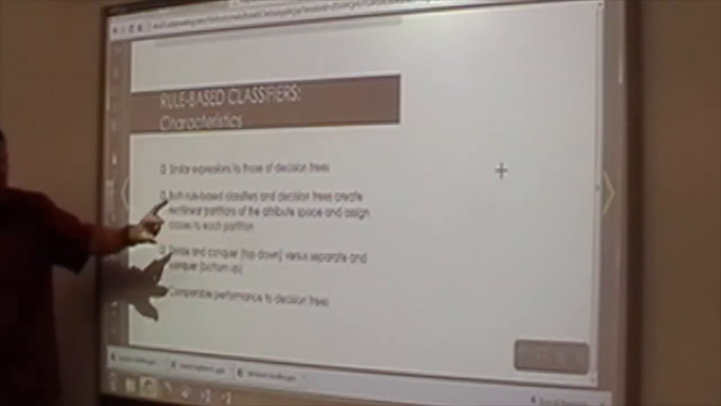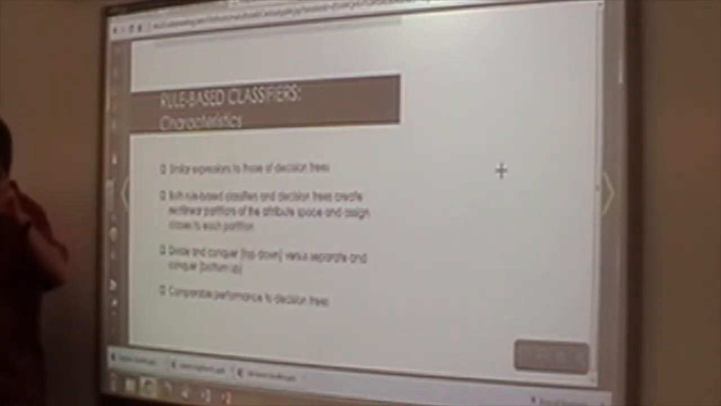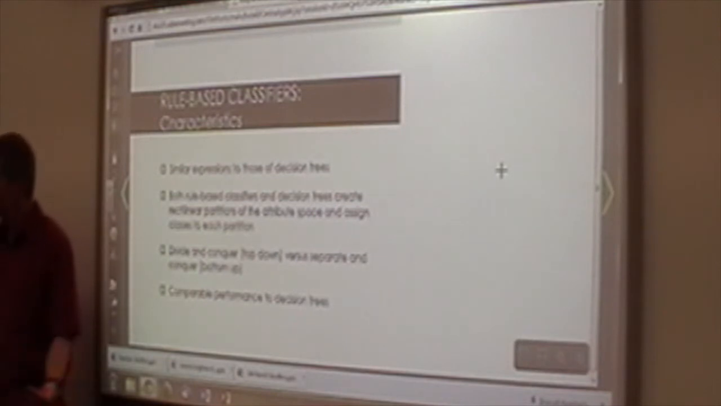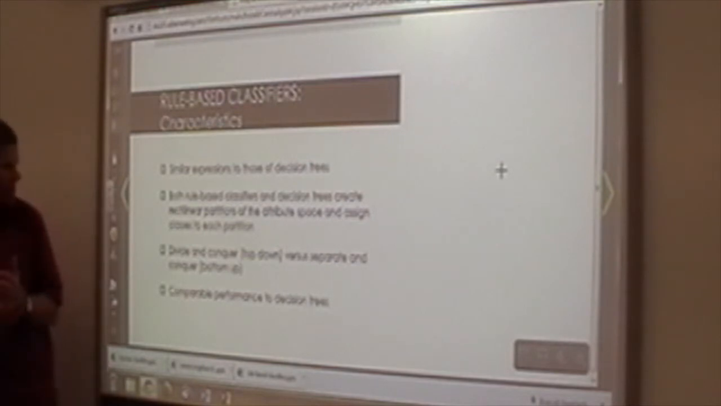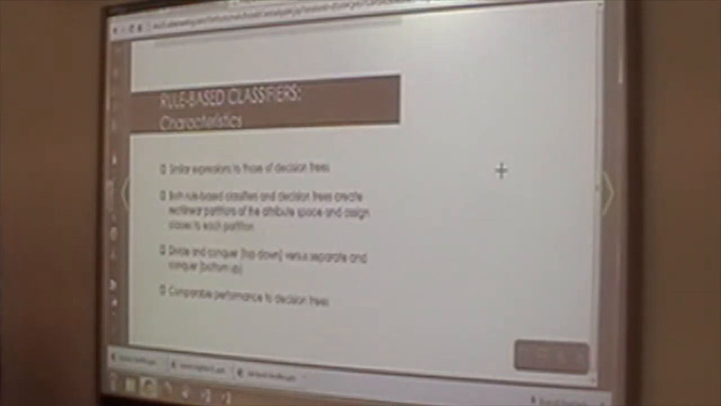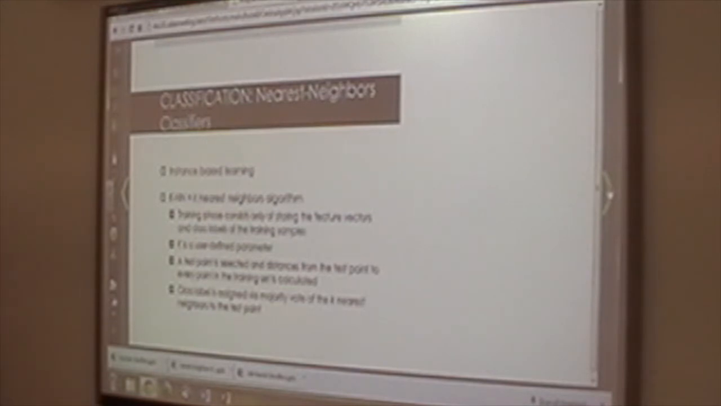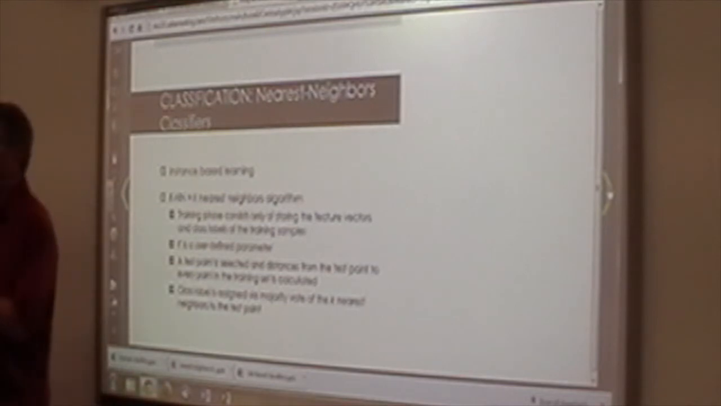The difference is that decision trees are sometimes called divide and conquer, a top-down approach. We're starting with the attributes, splitting as we go down, and the rule-based are more starting with your instances and moving up to find rules to get to those instances. Performance-wise, they tend to be comparable. But again, as with everything, it's going to depend upon the problem at hand.